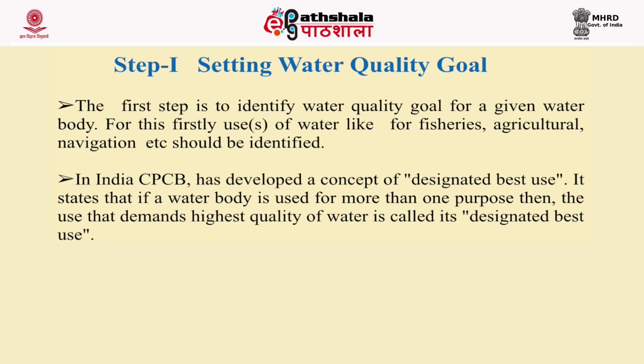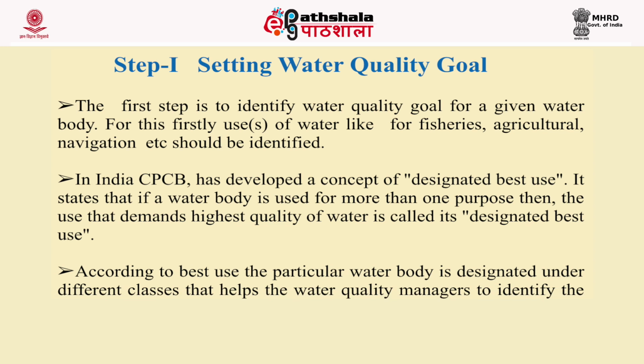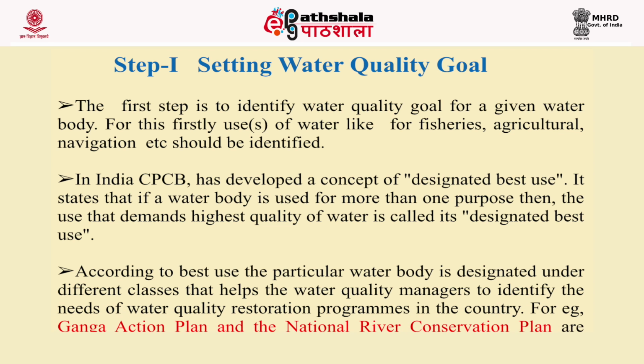It states that if a water body is used for more than one purpose, then the use that demands the highest quality of water is called its designated best use. According to the best use, a particular water body is designated under different classes that helps the water quality managers to identify the needs of water quality restoration programs in the country.